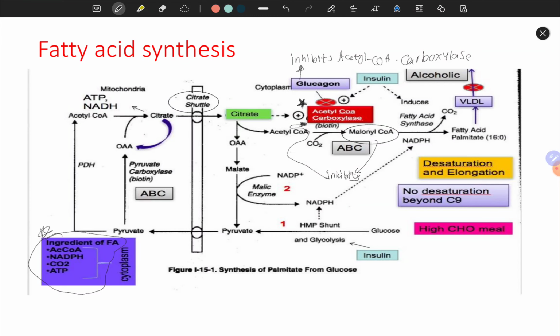Fatty liver. One of the causes of fatty liver is alcoholism, which prevents excretion of fatty acid from the liver to the blood.